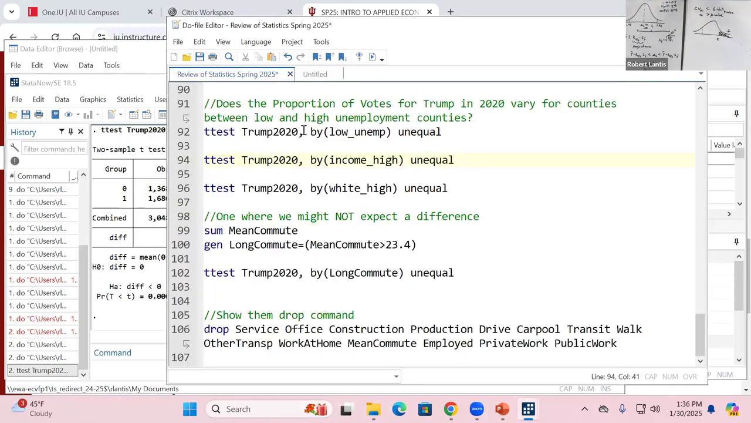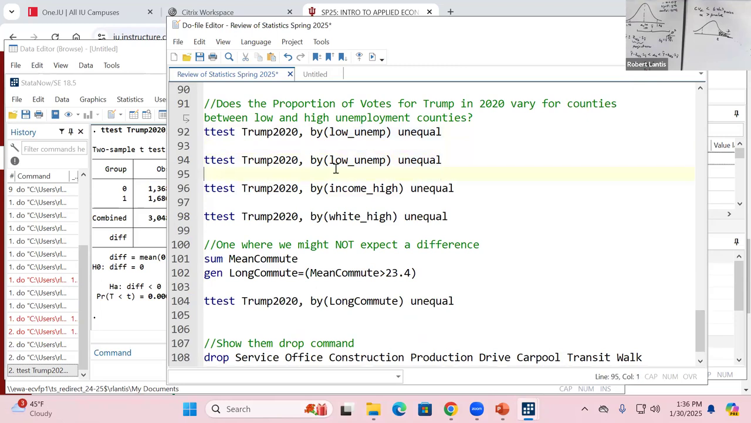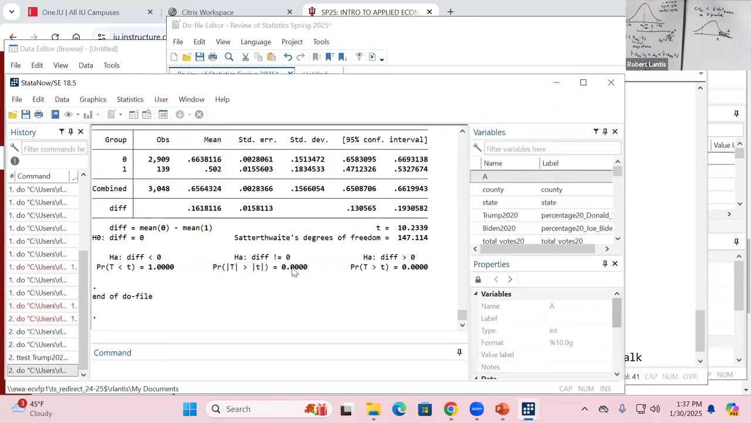Once you know what it is, instead of going through that process every time, I can just copy, paste, and then change this to whatever variable I want to now test the difference between, right? So now I might say, okay, what's the difference between the proportion of people that voted for Trump in high income counties? Is there a difference? So all I do is change the low unemployment rate variable to that high income variable. Sure enough, I also get a p-value of 0.